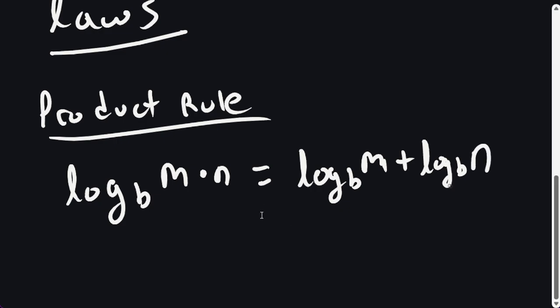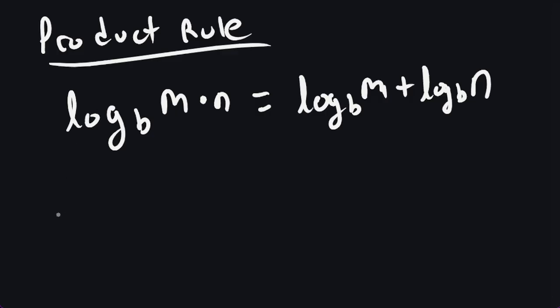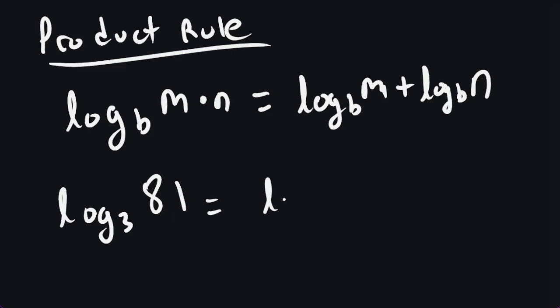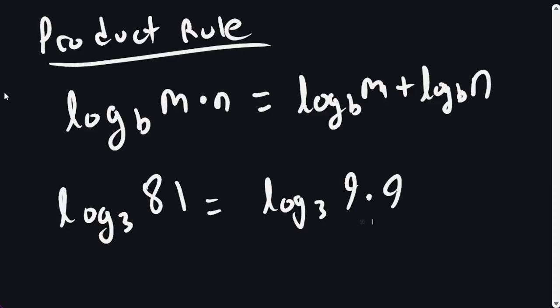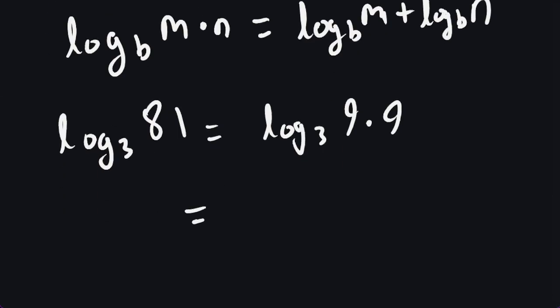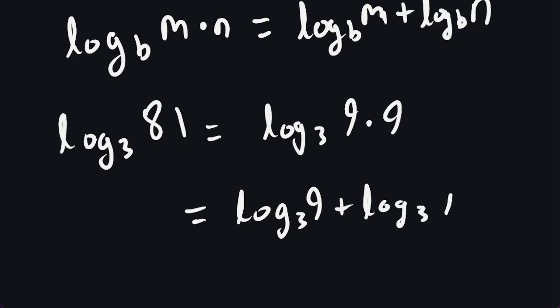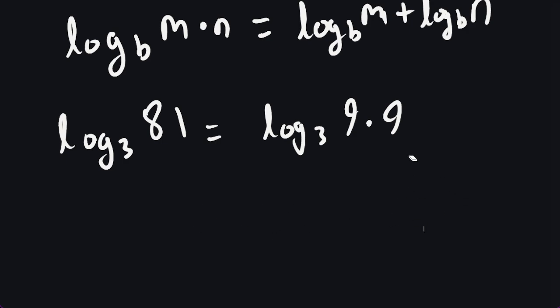And we'll give a quick example. Let's say you have log base 3 of 81. So we know 81 is 9 times 9, right? So this can also be rewritten as log base 3 of 9 times 9. Well, according to the product rule for logarithms, we can split this out. This can become log base 3 of 9 plus log base 3 of 9. So it works that way, and it works the other way too.